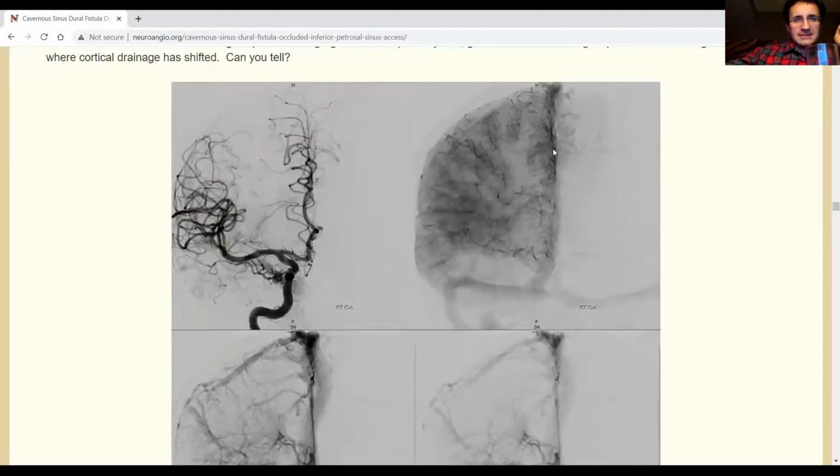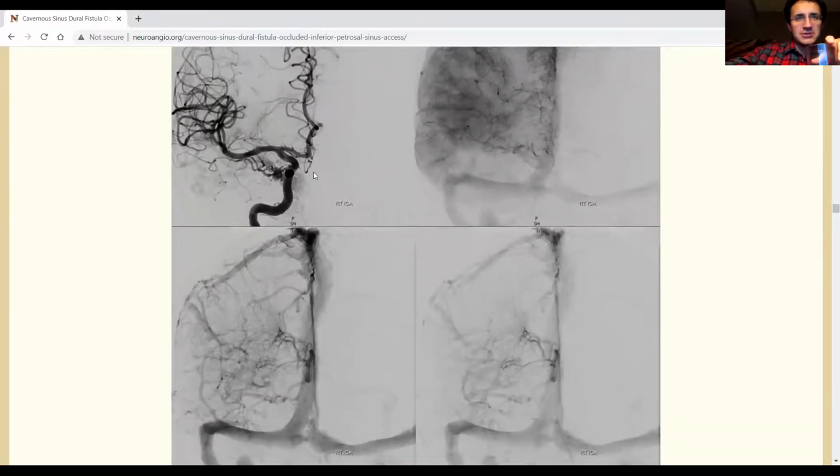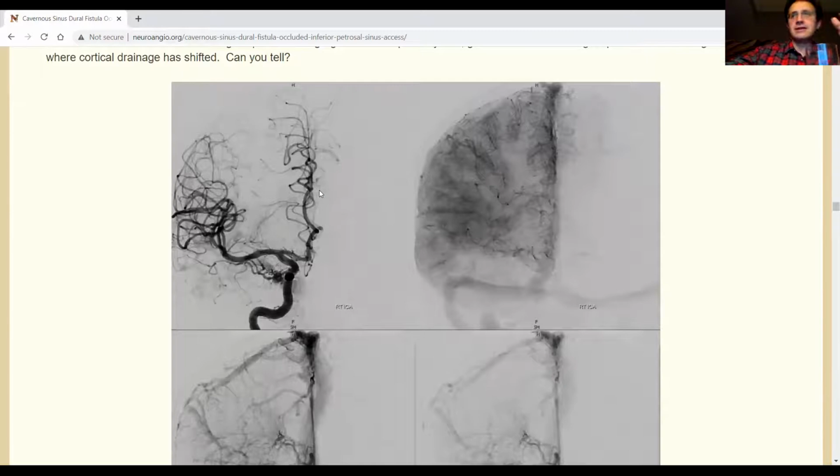So when you look at the injection of the right ICA, you notice that there's not too much supply to this fistula from the right ICA itself. You might think, hey, this is going to be the biggest source of supply.